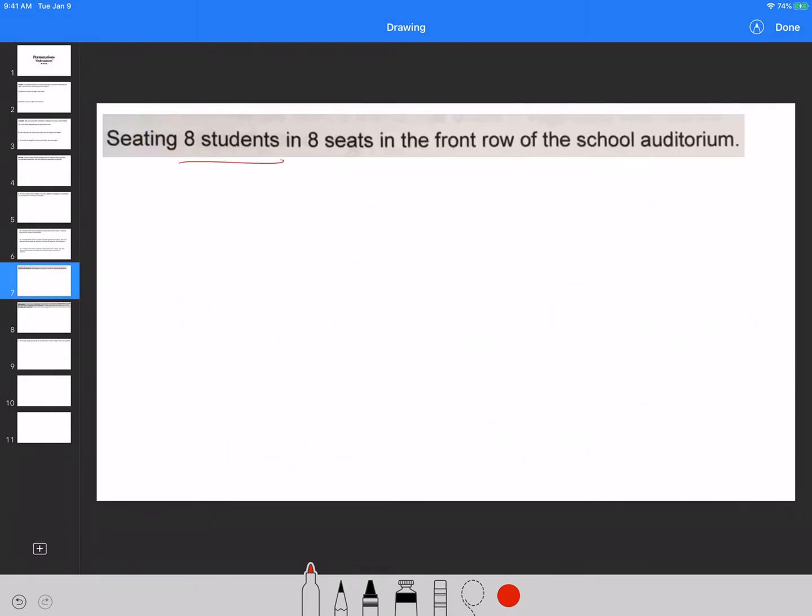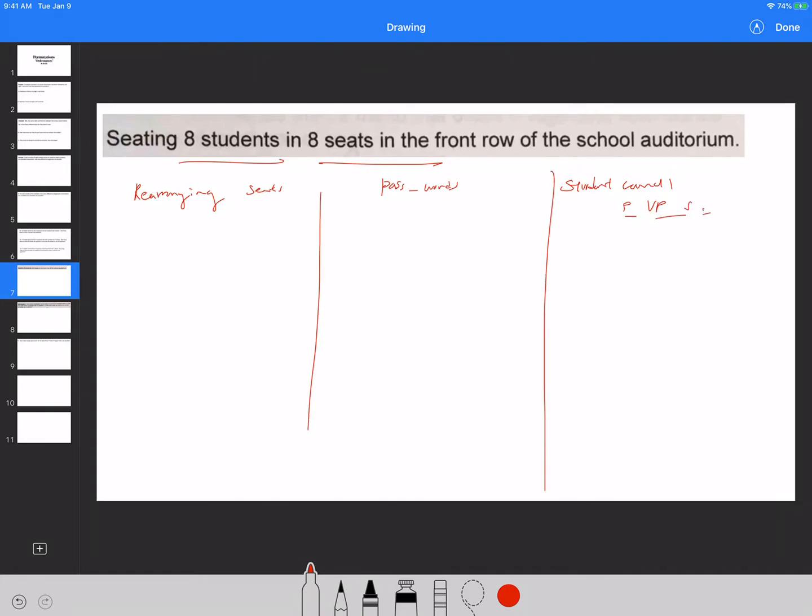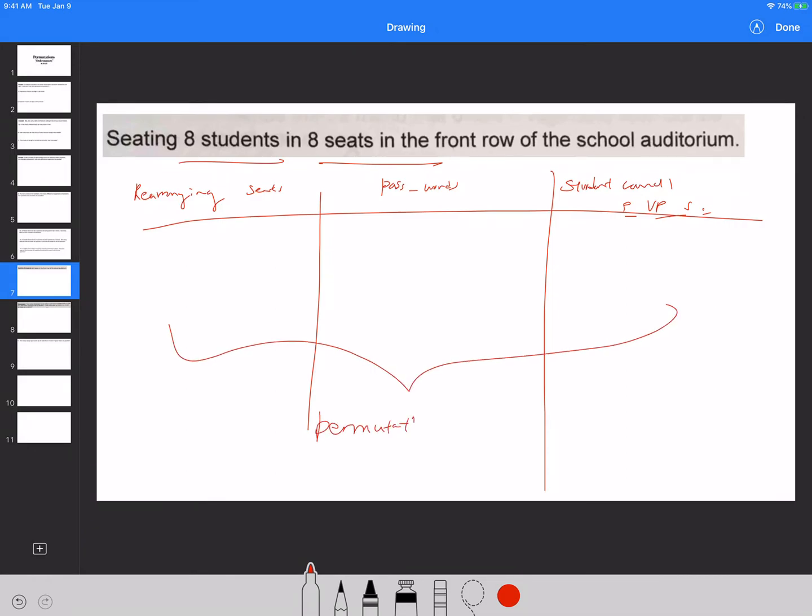And then we also talked about rearranging seats. Remember, when you're rearranging seats, passwords, and picking student council members, which I will go over also, like president, vice president, secretary, where the positions are specified, all of these will involve permutations. That's what I want you to remember. It will always involve permutations.